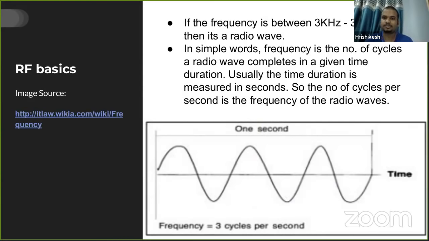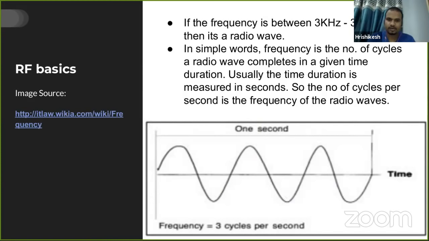Usually the time duration is measured in seconds. So the number of cycles per second is the frequency of radio waves. Let me give you a small example over here. You can see the frequency here: there are 3 cycles per second.